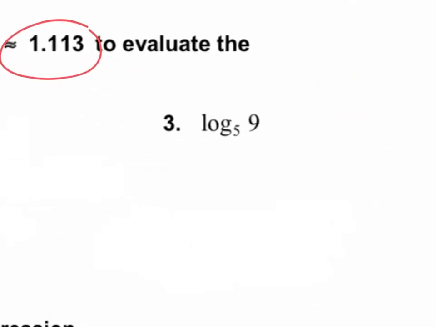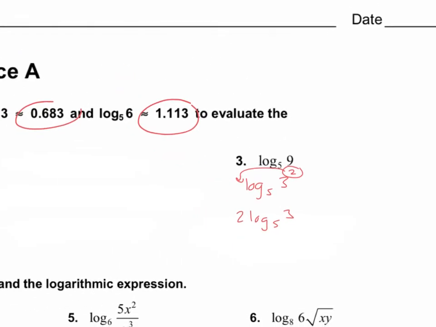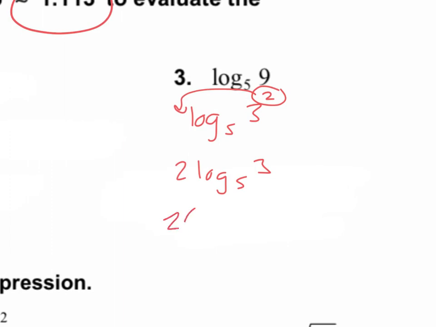How can we get 9 to look like a 6 or a 3 or both? 3 squared. So we have log base 5 of 3 squared. What do we do with that squared up top? Move it to the front. So we have 2 log base 5 of 3. Log base 5 of 3 is 0.683. So this is 2 times 0.683. What do we get? 1.366.